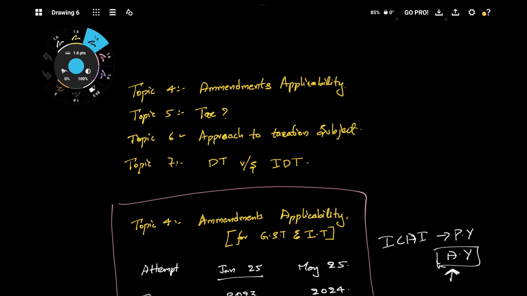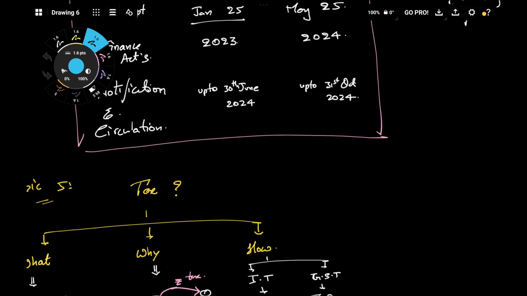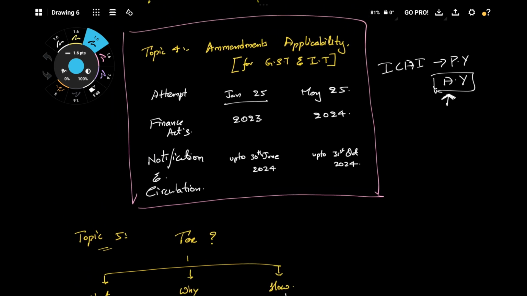In our previous class, we discussed amendments applicability, what is tax, approach to taxation subject, DT versus IDT. So what are the amendments which we have? Amendments applicability: for the January 2025 exam, the 2023 Finance Act will apply. For May 2025, the 2024 Finance Act will apply. And there are notifications and circulars which are applicable to them.